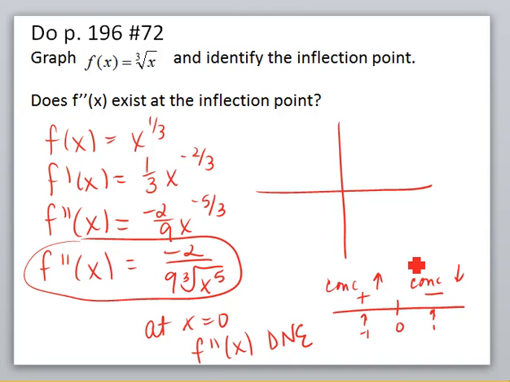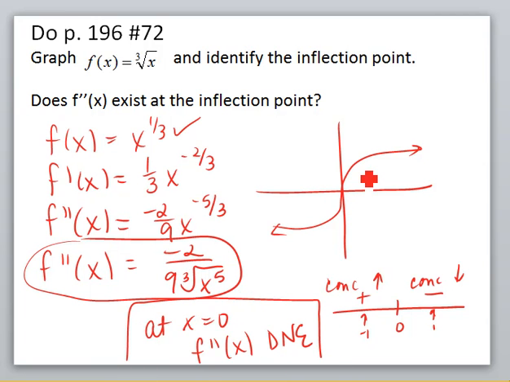Now, if you were to graph this with your graphing calculator, you've got to put in your original function. You would see that it looks like this. So you can see that it's concave up and concave down. The second derivative does not exist at 0 because of this vertical tangent line that occurs right there at x equals 0. So the answer to this question, does f double prime exist at the inflection point? The answer is no. We saw that using our algebra and our calculus knowledge as well as just looking at the graph.